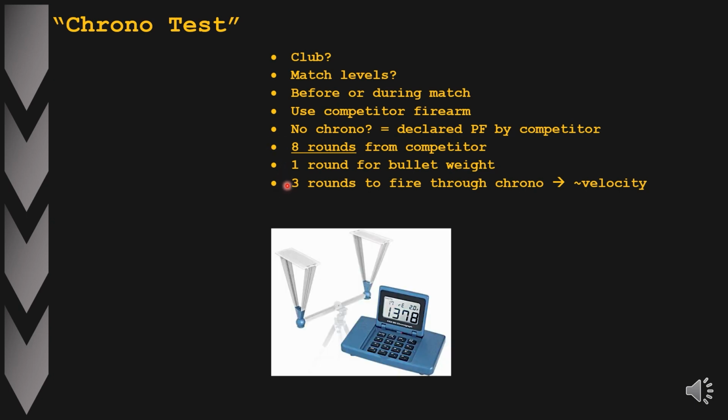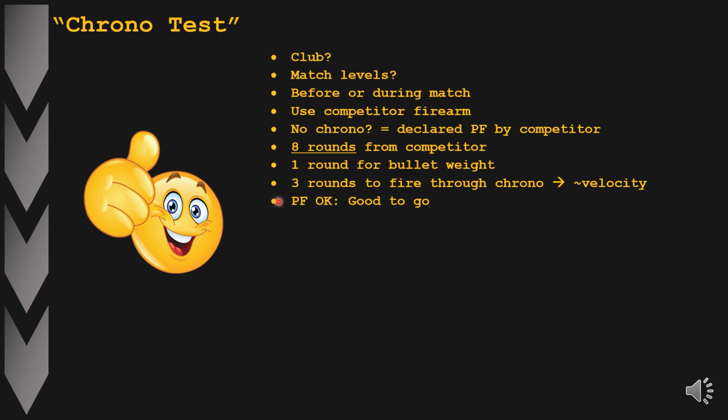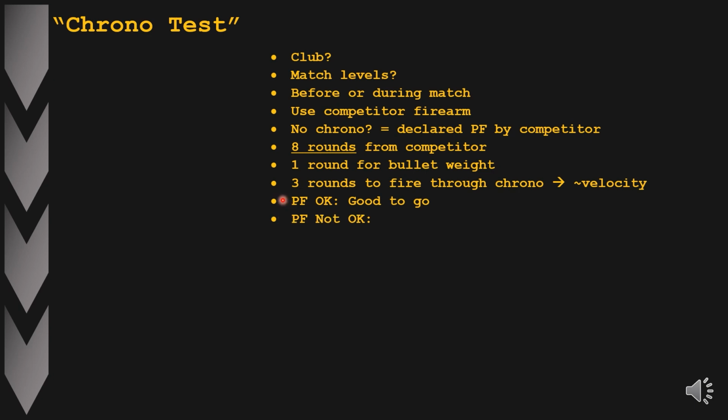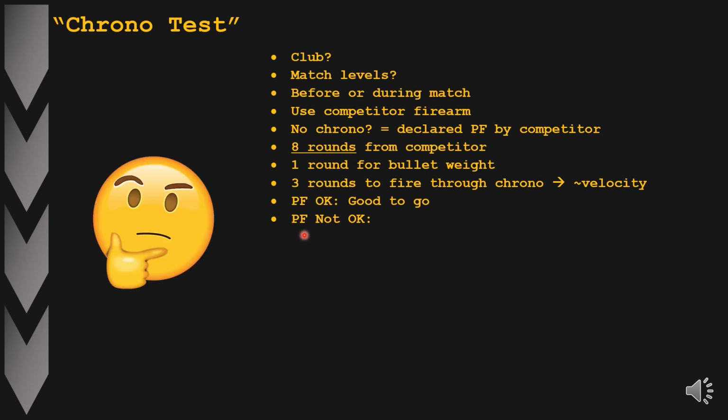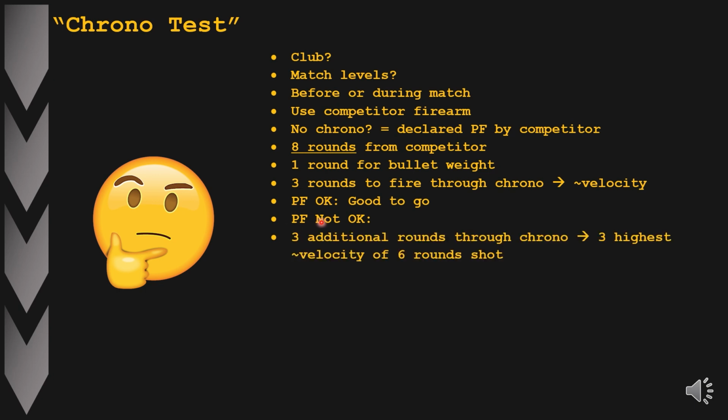3 rounds are then fired through the chronograph to actually measure the average velocity of the 3 rounds. Now, if you then achieve your power factor for your respective division, then you're good to go, everything is okay, and you can continue shooting. They will also log it down that you have performed the chrono test and that it was successful.